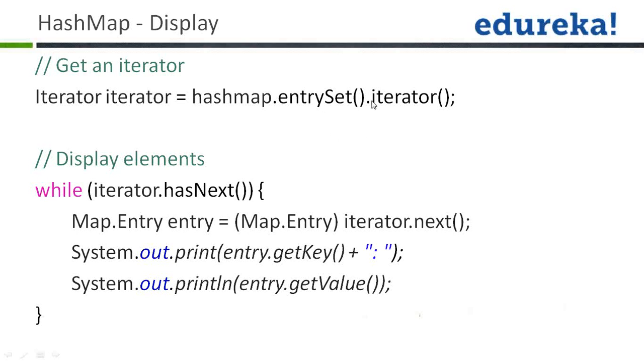Okay, you get the entry set and then you run the iterator. So you'll get all the sets into the iterator. After that, while iterator has next, you write Map.Entry entry, you get an entry, Map.Entry, iterator.next. That entire set will come here. Now using the entry you can get the key separately, and using the entry you can get the value separately, and you can use it in your program.